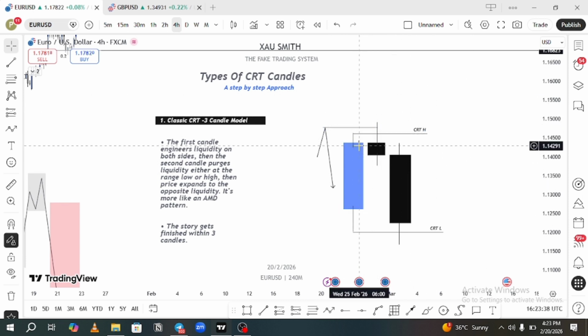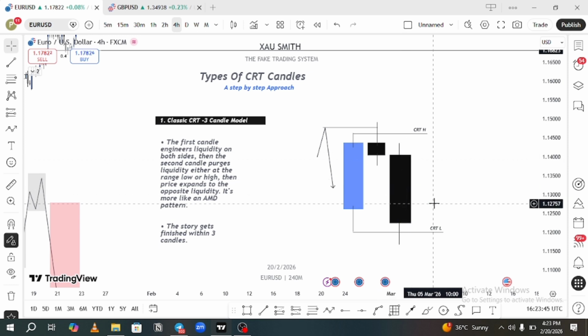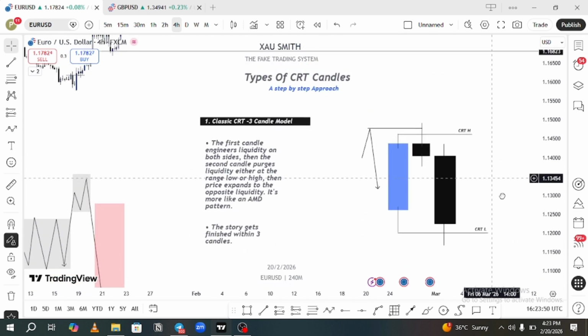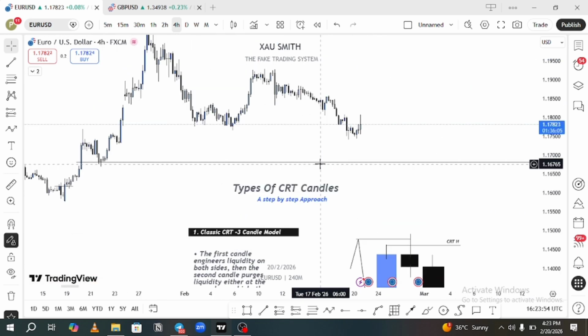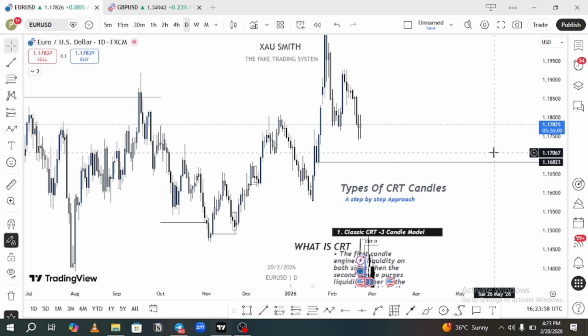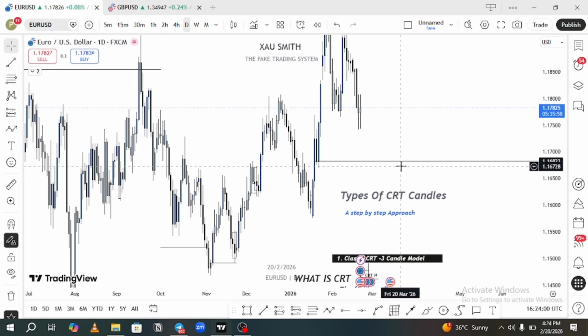So when we see this, we want to wait for our second candle to come and purge the high, touching into our key level. Then we look to trade the third candle to take out the draw on liquidity, which is the CRT low. Now that's the first one. Let me look for an example here before we move to the next one. So for me not to make this video very long, I'll just be looking for one example each, so we can move faster.